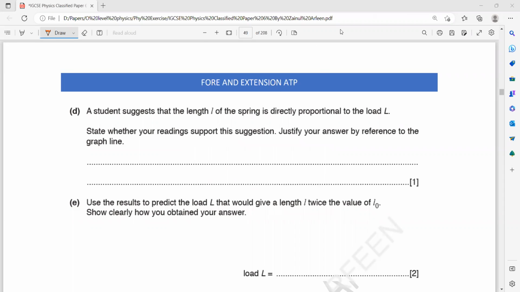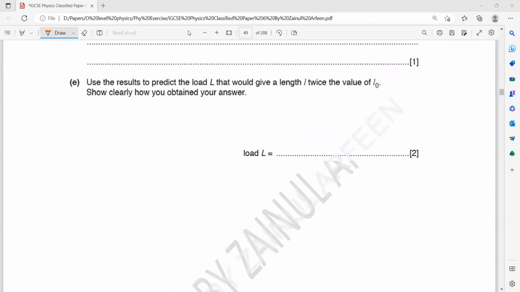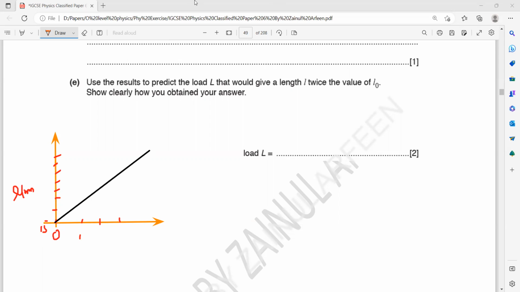But for example, one student plotted the graph for load and extension, and he started the axis for the length from 15. So it was 15, 16, 17, and so on, and this axis was 0, 1, 2, 3, 4. When he plotted the result, it was like this. Can we say they are directly proportional? Yes or no? Yes, because it's a straight line passing through the origin.